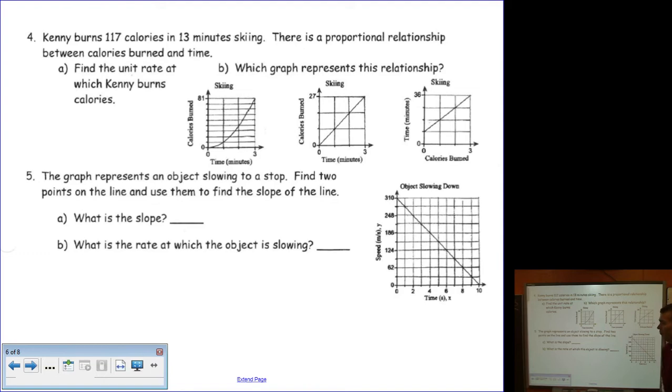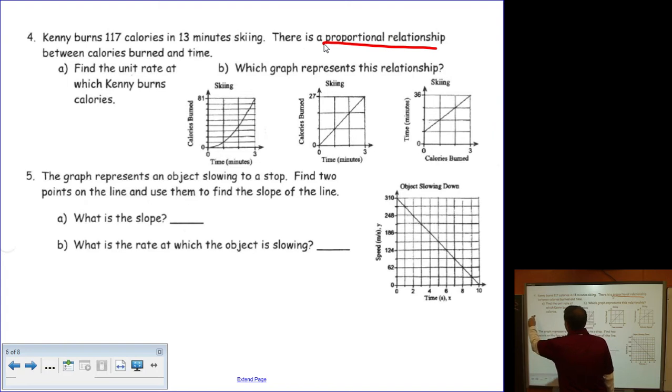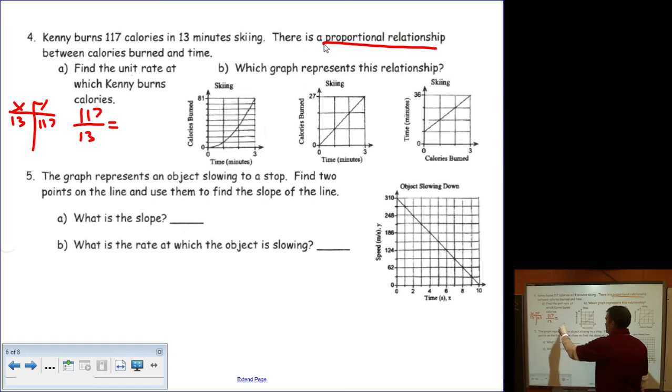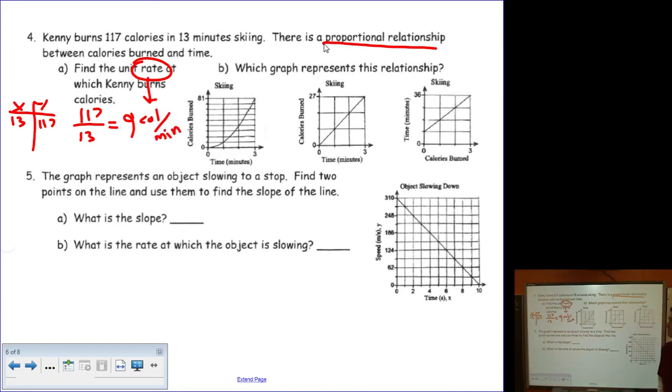Okay, number 4. Kenny burns 117 calories in 13 minutes. There is a proportional relationship. So the unit rate would be, I've got one x, y point here: 13 minutes, 117 calories. That's 117 divided by 13, which is 9. But since this is a rate, I need units. So it'd be calories per minute, right?